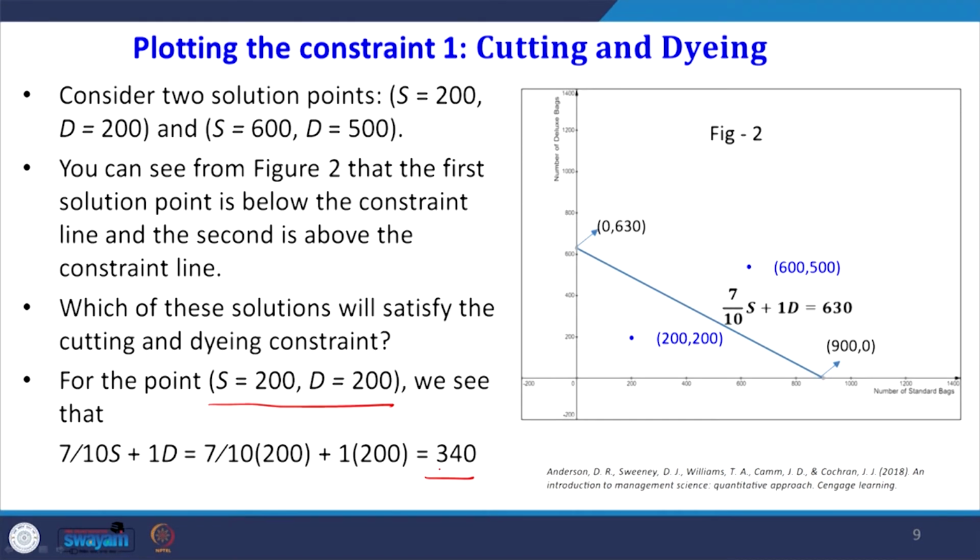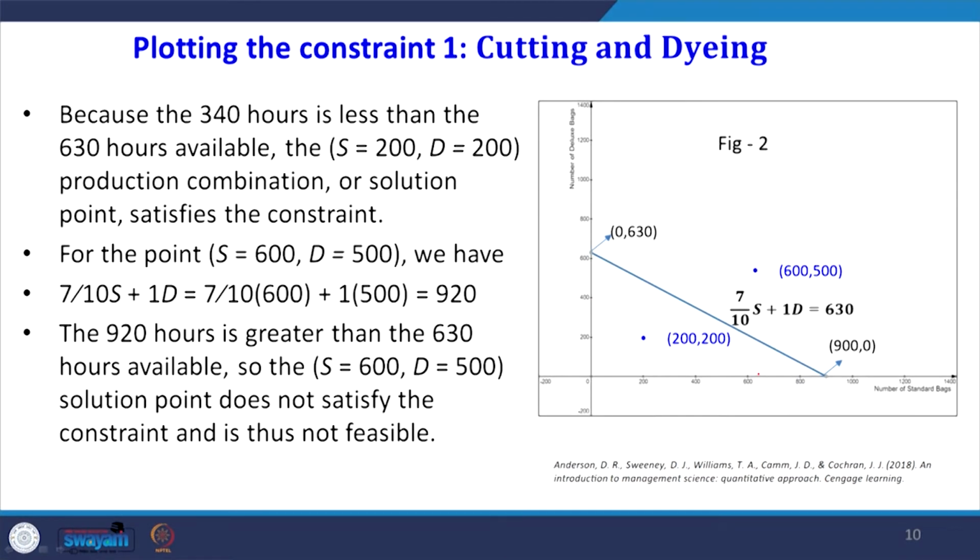So, this 340 is less than 630. So, the point which is on the left hand side of this line satisfies our constraint, because the 340 hours is less than the 630 hours available. So, the production combination or solution point S equal to 200 and D equal to 200 satisfies our constraint. Let us take another point, S equal to 600, D equal to 500.